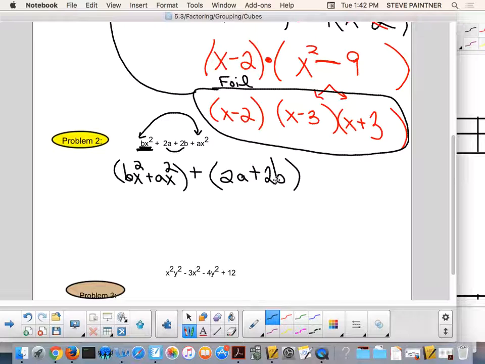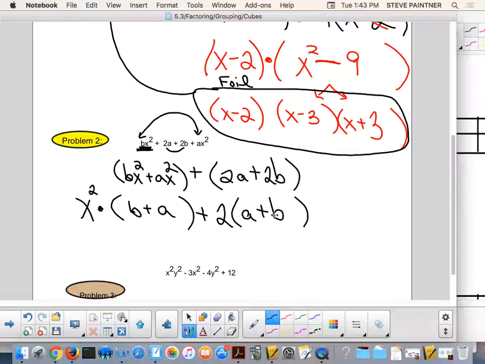What's the common factor here? What's the GCF? X squared. When you take out x squared, what's left? B plus a. Good? What are you going to take out of the next one? 2. What's left? A plus b. Then you have to look at it and say, where's my separation? What separates terms? Pluses and minuses. The plus sign separates your terms. This is x squared times b plus a. This is 2 times a plus b.